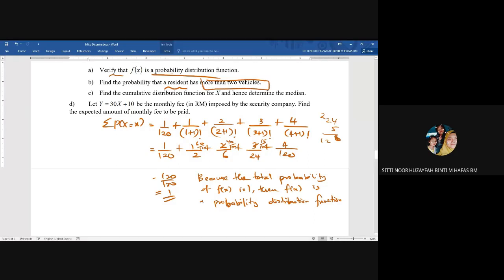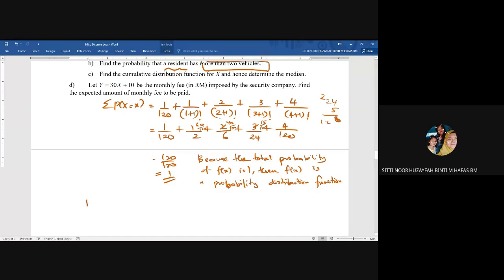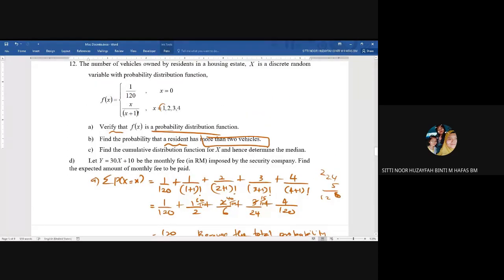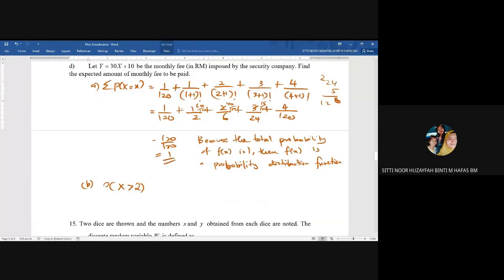Means that what we want to find? For question B, we want to find the probability x is more than 2 vehicles. So what are the values of x more than 2? We have more than 2 is 3 and 4. So what we want to find is the probability of x equal to 3, adding up the probability of x equal to 4. Okay, we found out already the probability here, which is equal to 3 over 24 plus 4 over 120.